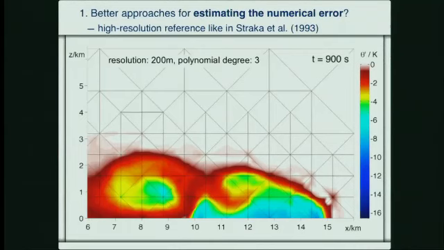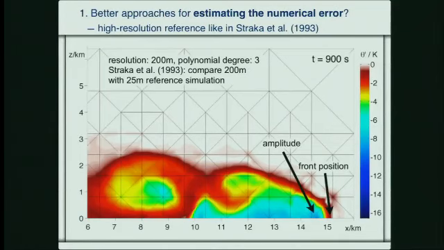In this simulation, they considered a density current that is shown here. I used for this feature a resolution of 200 meters and a polynomial degree of 3. Straka et al. compared different 200-meter resolution simulations with a 25-meter reference simulation. They considered, for example, the amplitude of the density current and the horizontal position of the front.